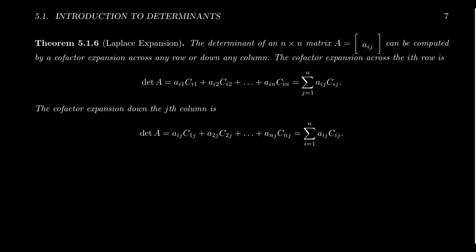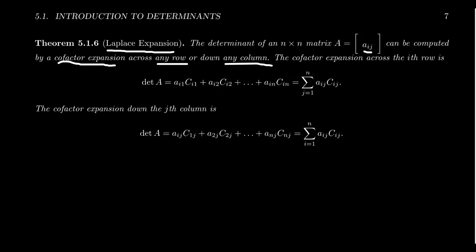And so why do we care about these cofactors? Well, the way that people often compute determinants is using a technique due to Laplace, what we'll call the Laplace expansion. If we have an n by n matrix A whose entries are the Aij numbers, then it turns out we can compute the determinant by doing a so-called cofactor expansion along any row or any column. The definition of the determinant we took before was across the first row, but you can cofactor expand across any row or any column, and that gives you the determinant.